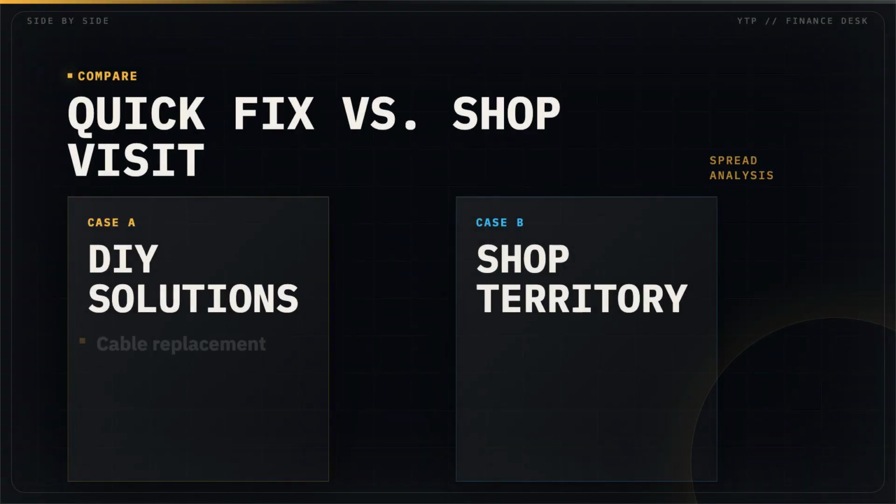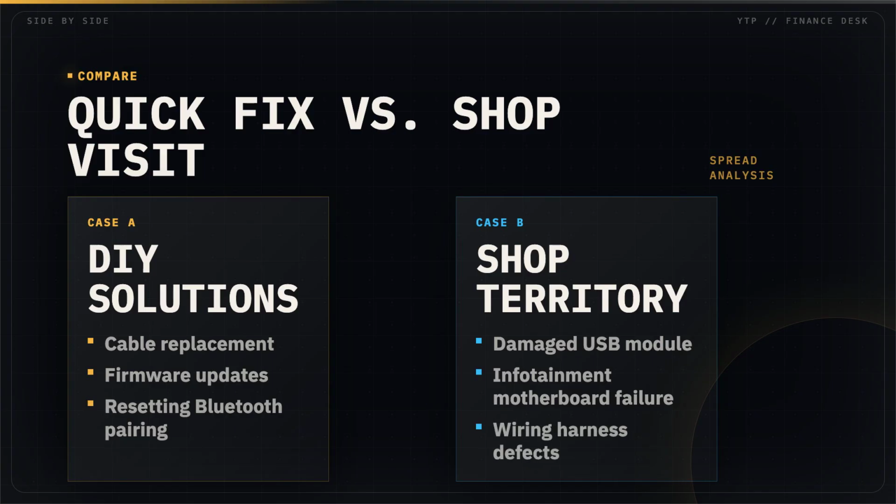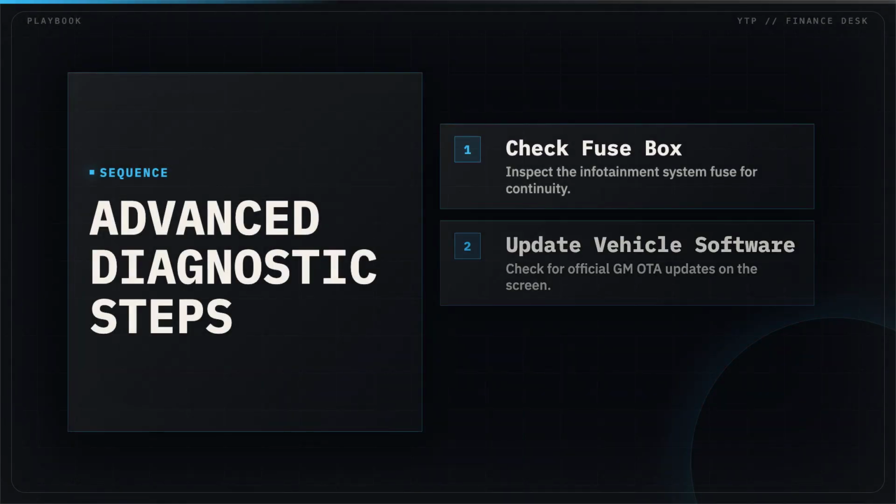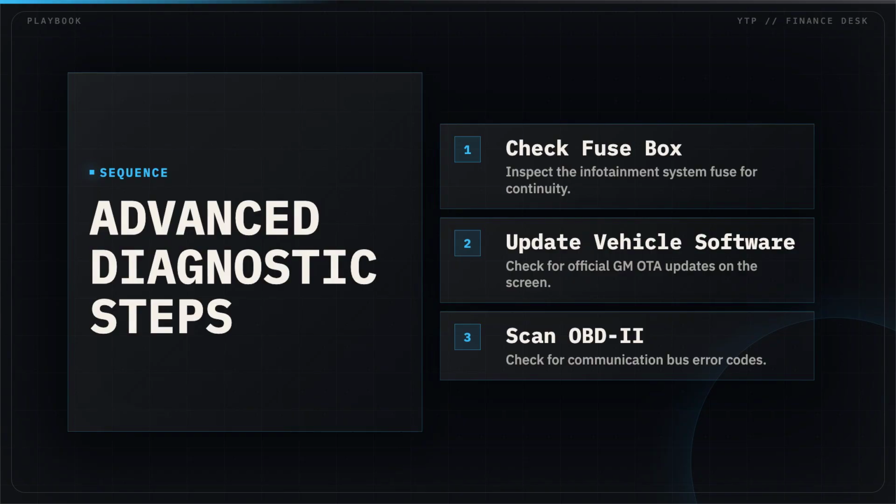Most issues are user-side, but if the USB port itself is damaged, that is a shop-level repair. You can save hundreds in diagnostic fees by exhausting these home troubleshooting steps first. If you are advanced, check your cabin fuses and look for official software updates through the Tahoe menu.